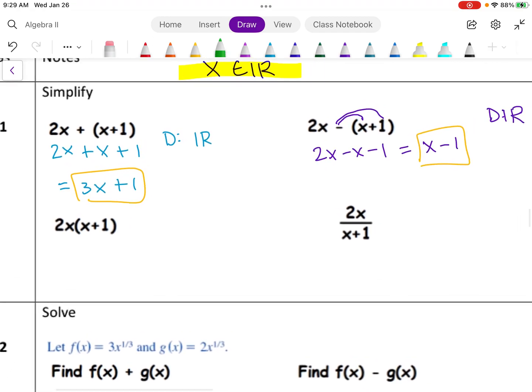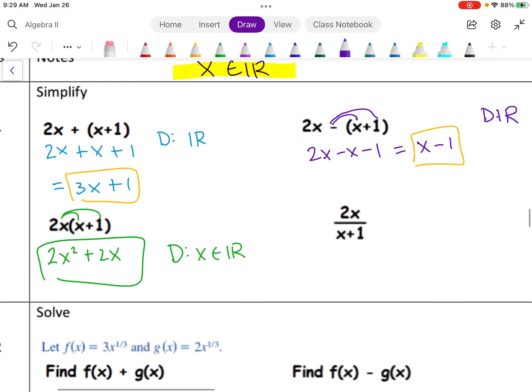The next one, we're multiplying 2x times x plus 1. So 2x times x is 2x squared. 2x times 1 is 2x. So 2x squared plus 2x. And again, there aren't any restrictions because we don't have any roots or any denominators to worry about. So x just belongs to the real numbers.